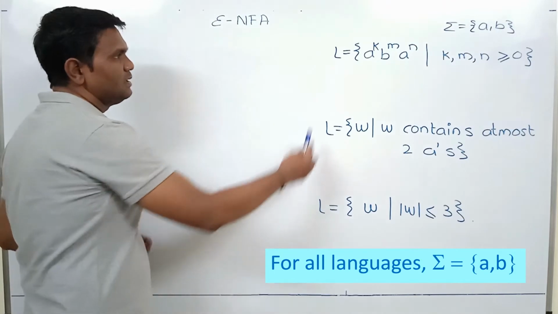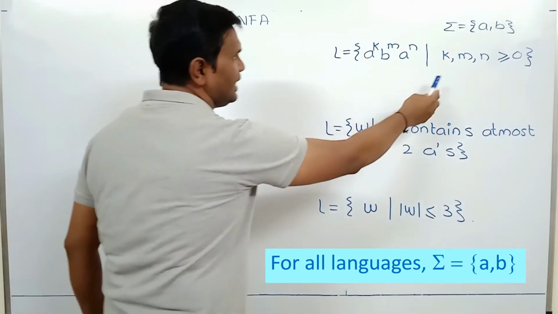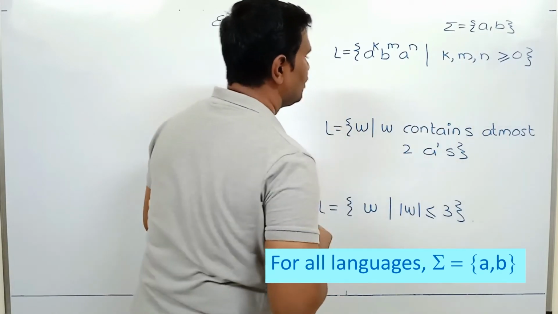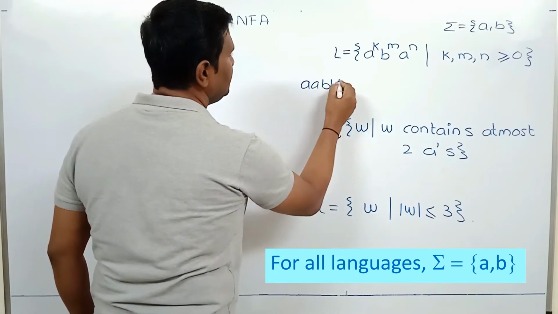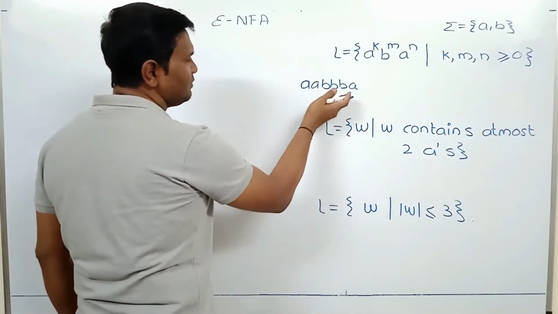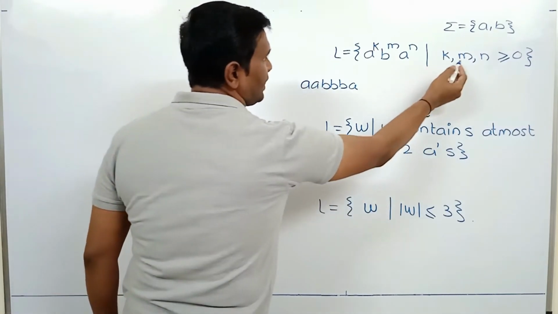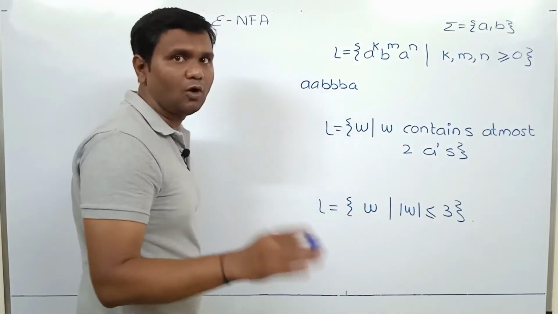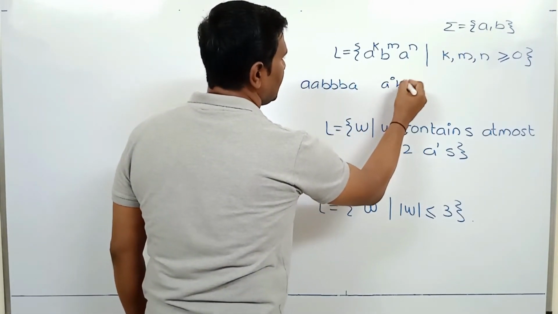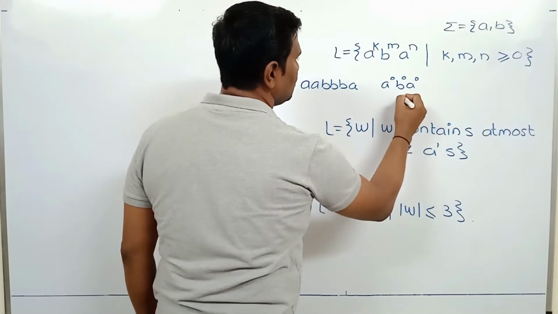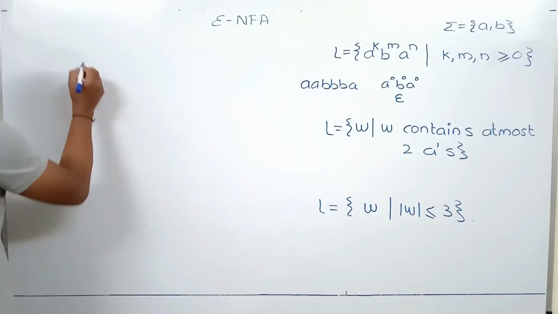Consider the first example. Language L is a^k b^m a^n such that k, m, n greater than or equal to 0. So consider the string abbba. This string follows the given form. This string is part of the language. Now the values of k, m, n can be 0 or greater than 0. If we consider a^0 b^0 a^0, we get epsilon. This string should also be accepted by the NFA.